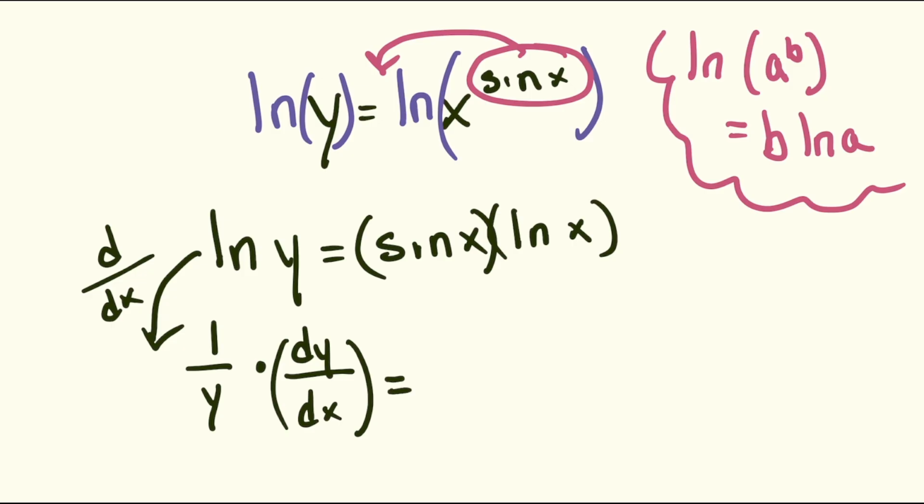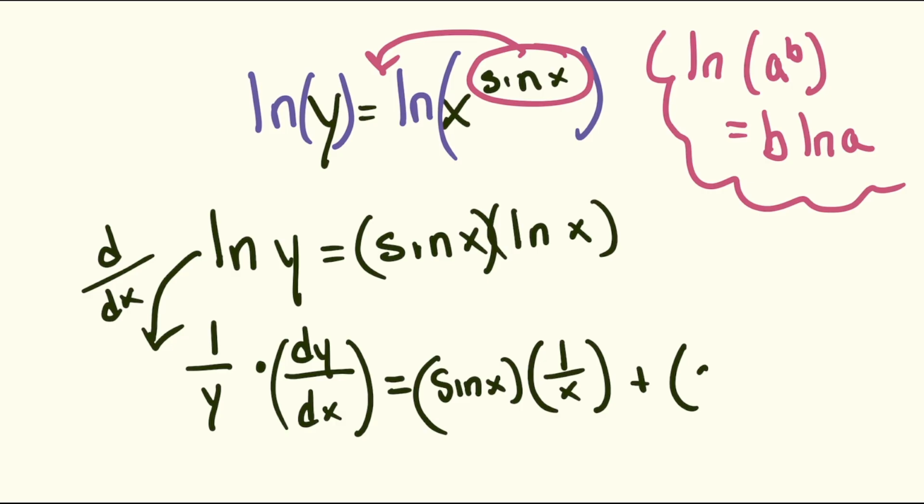On the other side of the equation, we're going to use our product rule. So we're going to leave our first bit alone, sine of x, times the derivative of our second bit, the derivative of natural log of x, which is 1 over x. And then we're going to take plus the derivative of our first part, which is cosine of x, and leave the second part alone, so now we have natural log of x. All right, this looks a lot better.